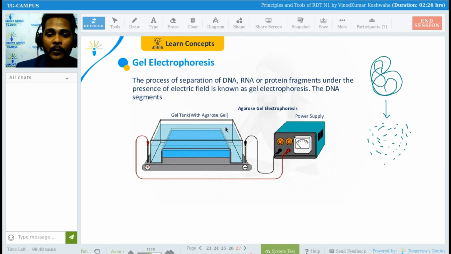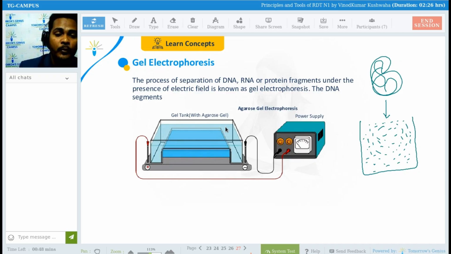Clear? If the DNA were in a liquid form dissolved in something like ethanol or methanol, it would be impossible for you to separate it according to size. So what you have to do is, with the help of a micropipette, load your desired DNA on this gel. This is your gel, so you just load it over here.